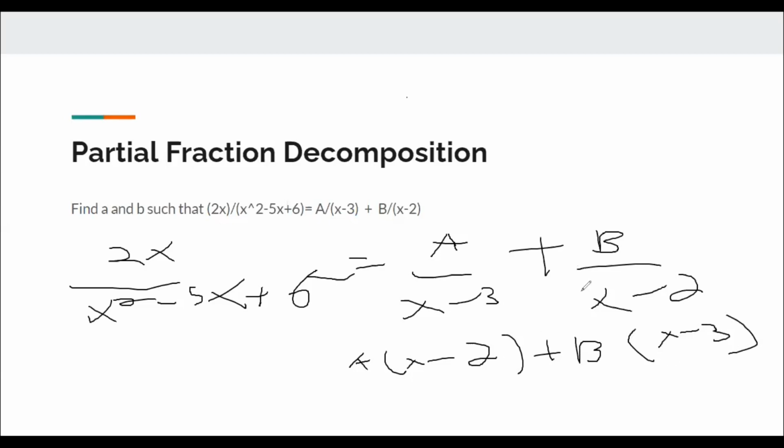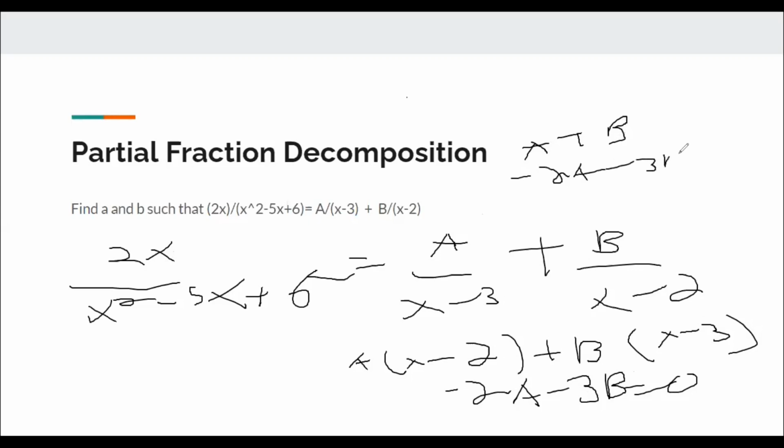Or ax plus bx is equal to 2x. So a plus b is equal to 2. And then negative 2a minus 3b is going to be equal to 0, because there is no constant term next to the 2x. So negative 2a minus 3b is equal to 0.